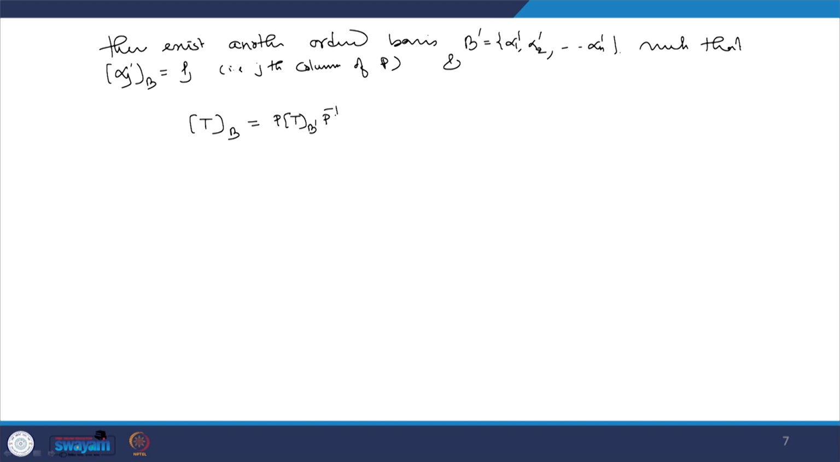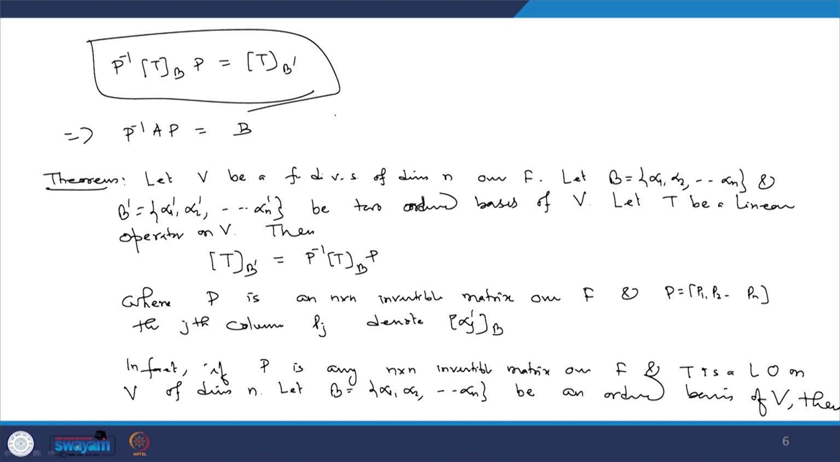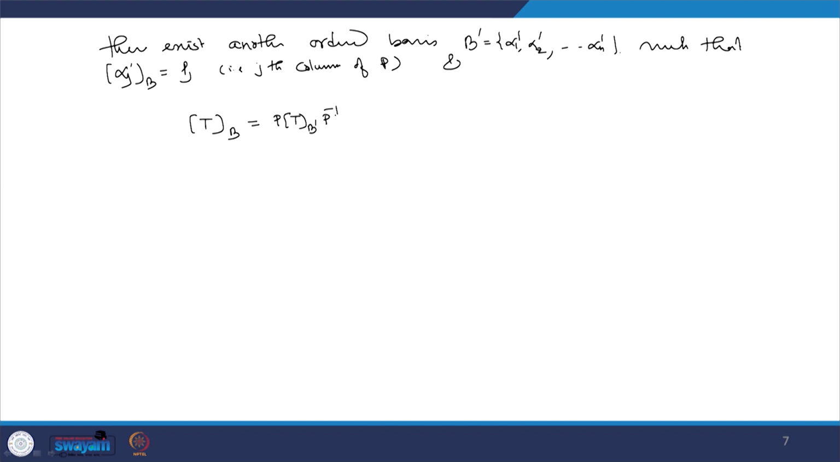Okay, so we have seen the existence of that type of relation, already we have proved it. Now, if one is given an invertible matrix P and suppose one ordered basis, say B of V, is given to us, then we can immediately find another ordered basis B prime consisting of alpha 1 prime, alpha 2 prime, ..., alpha n prime, where the coordinate matrix of alpha j prime is basically the jth column of the matrix P, and then this relation also holds good.